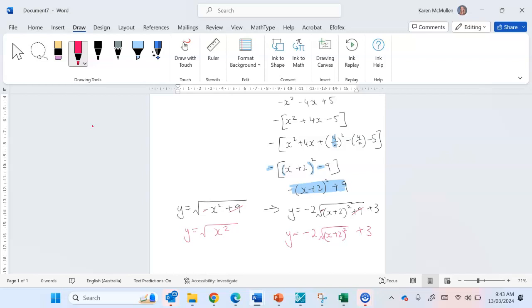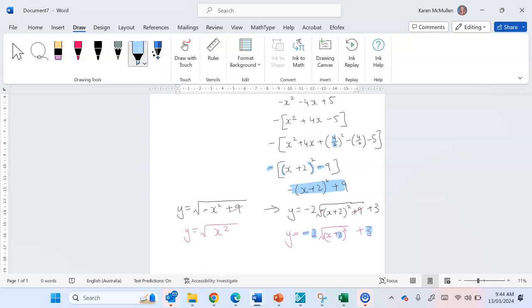So much easier. We've got this reflection here, so it's been reflected in the x-axis. This 2, it's been dilated by a factor of 2 from the x-axis. This 2 means it's shifted to the left 2, and this 3 has gone up 3.